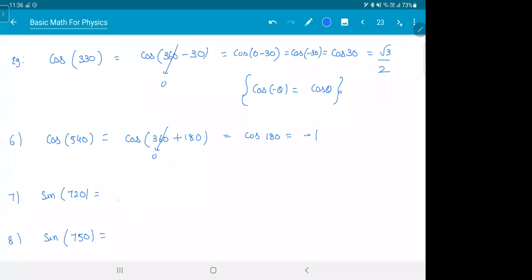What is 720? Hope you're getting what you're doing. Whenever you complete a revolution, you come back to the same place. So it is useless. The 360 degrees is as good as 0 degrees. What is 750? Sine 30. Right.